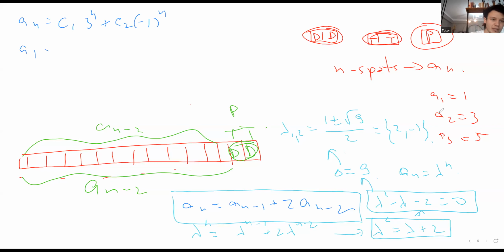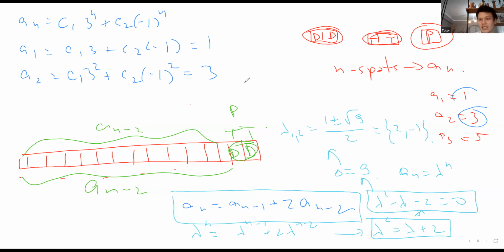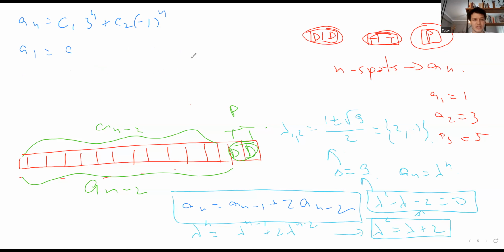So you basically say that A1 is going to be C1 times 3 plus C2 times minus 1, and you know that it's going to be equal to 1. And then what about A2? A2 is equal to C1 times 3 squared plus C2 times minus 1 squared. So you get this is equal to 3, right? Okay, so this is nice. You guys see one thing in here is that we're missing A0. So I don't have any A0. This is really sad because I can solve the system, but if I had A0, it's much easier to solve the system, right?